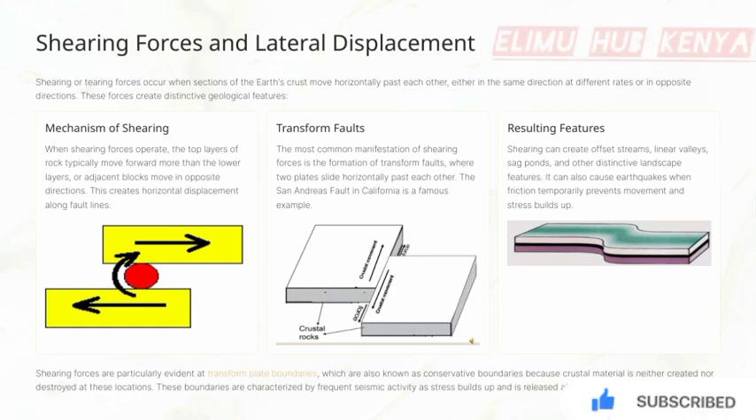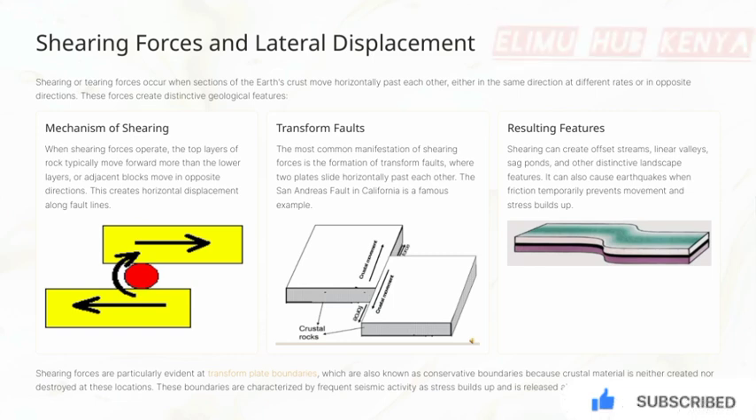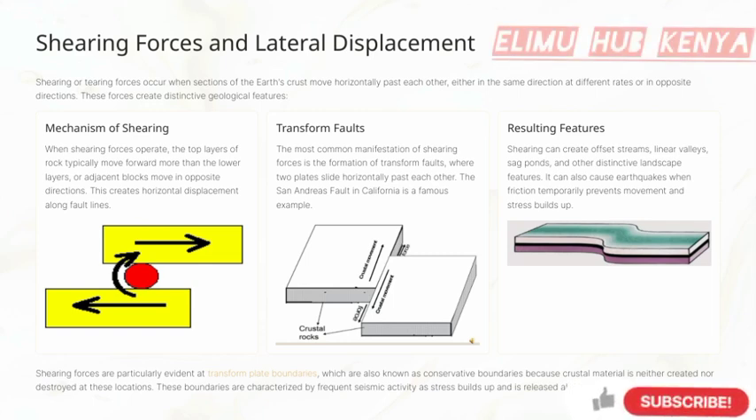This results in horizontal displacement along fault lines. Think of it as the crust getting shifted sideways. One of the most common features we see from shearing forces is a transform fault. These are places where two tectonic plates slide past each other horizontally. A well-known example is the San Andreas Fault in California.